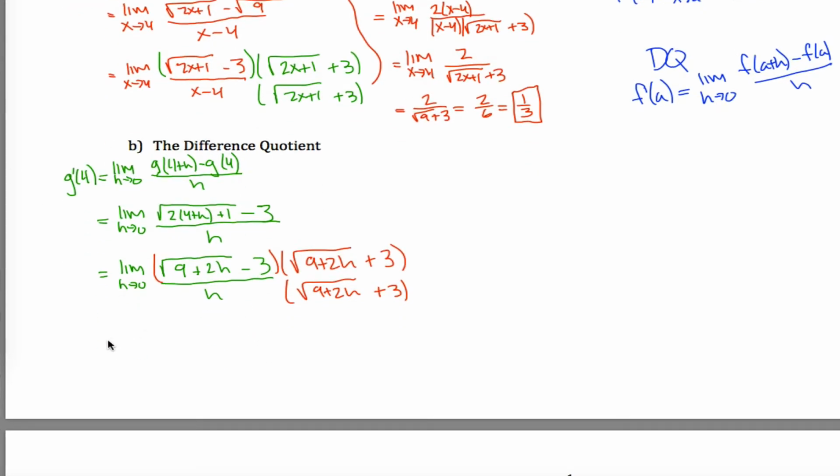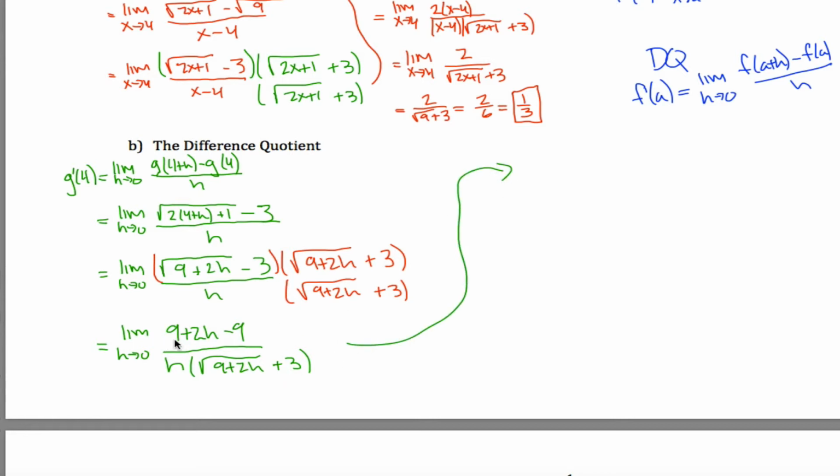And it looks like I got a little bit more room here. Say that this is the limit as h approaches 0 of, if you multiply out the top, you'll get 9 plus 2h minus 9. 9 plus 2h from multiplying these two guys, minus 9 from these guys. The outside and the inner terms will cancel. And then the denominator, you got h times the square root of 9 plus 2h plus 3.